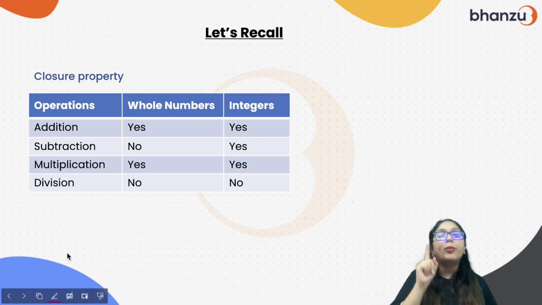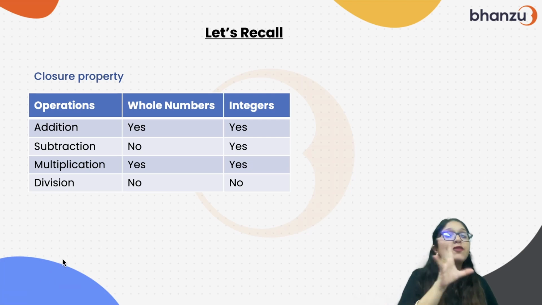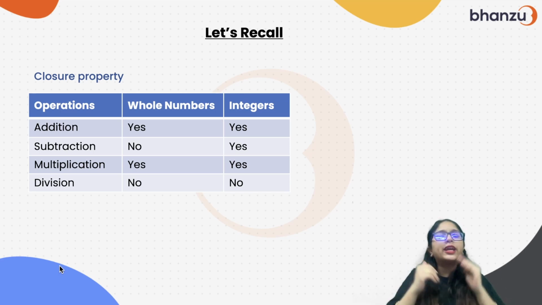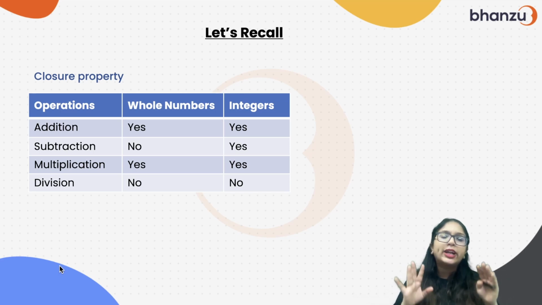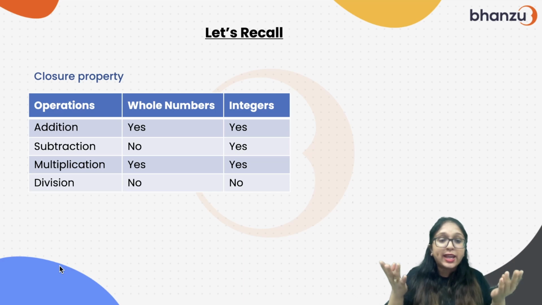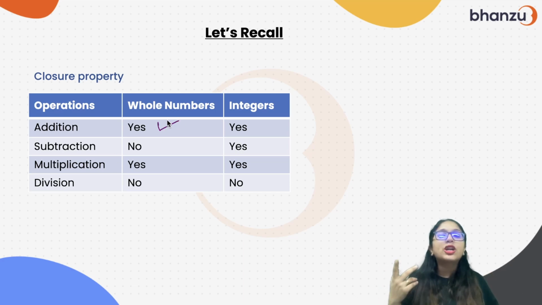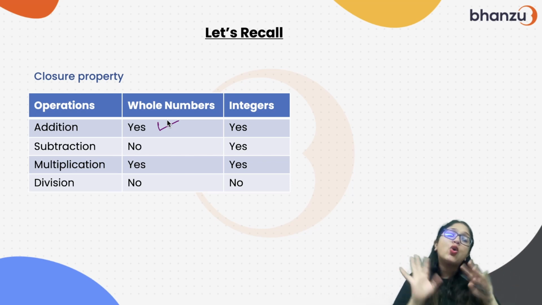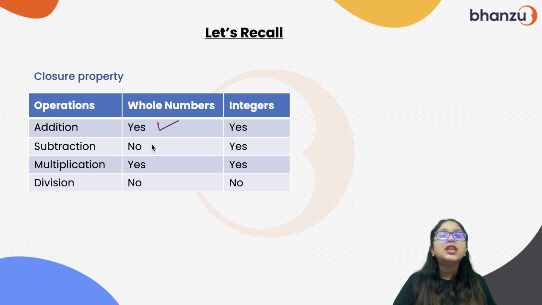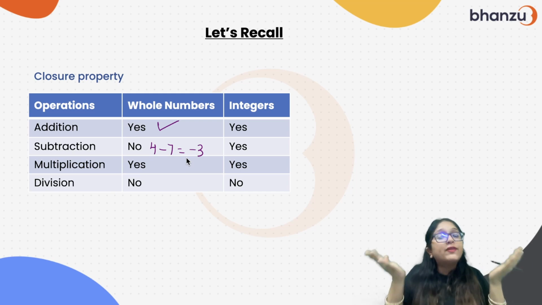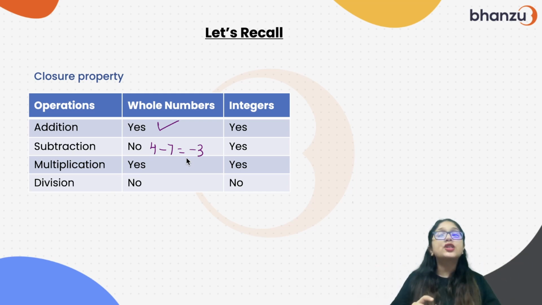Now if we see the closure property in case of whole numbers, what do you think? If you add two whole numbers, are you going to get whole numbers only? Let's quickly check. What is 3 plus 4? 7. That is a whole number. So yes. What about subtraction? If you subtract two whole numbers, will you be getting whole numbers only? What about, let's say, 4 minus 7? That is minus 3. This is not a whole number. So we do not always get whole numbers. So the answer is no.